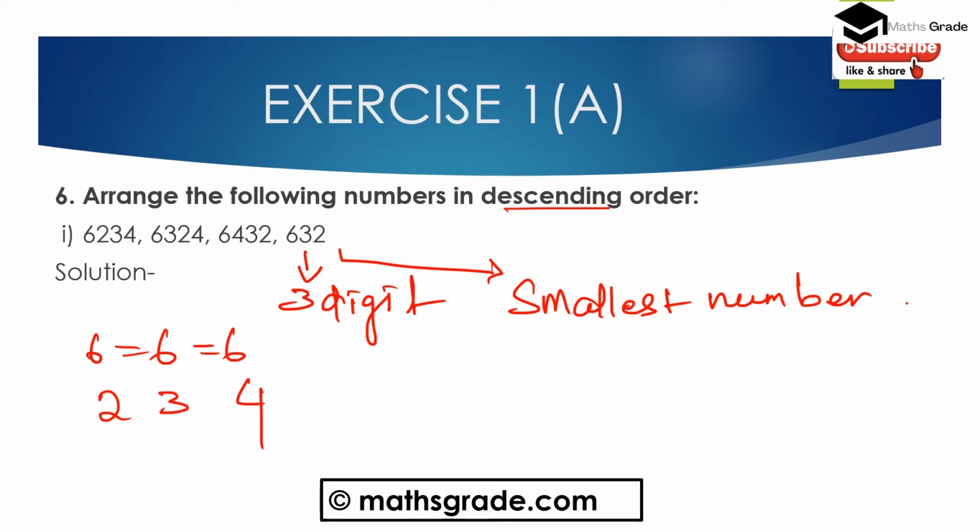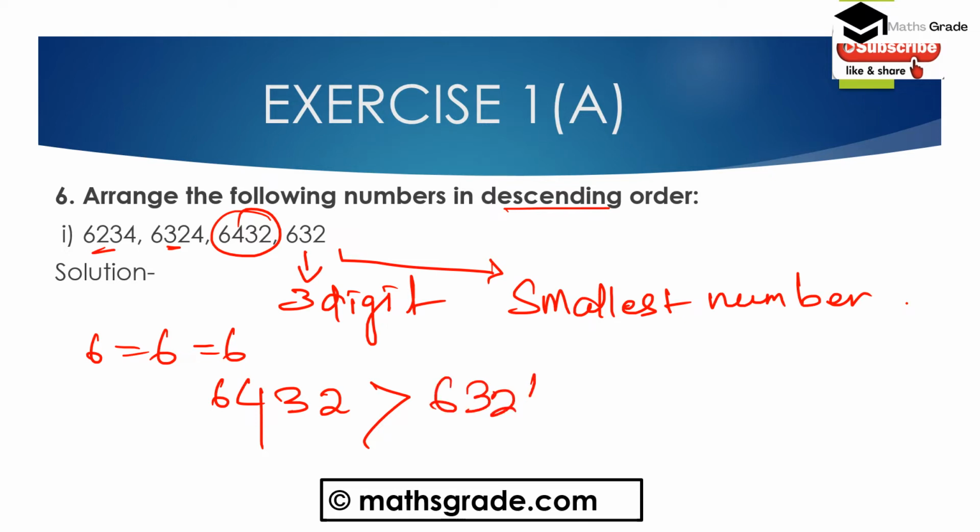4 is greater than 3, greater than 2. So 6,432 is the bigger number. Now compare 6,234 and 6,324. Here 100 place value digit is 3. 3 is greater than 2. So 6,324 is the next greater number. Then 6,234 the next greatest number. Then 632 is the smallest number.